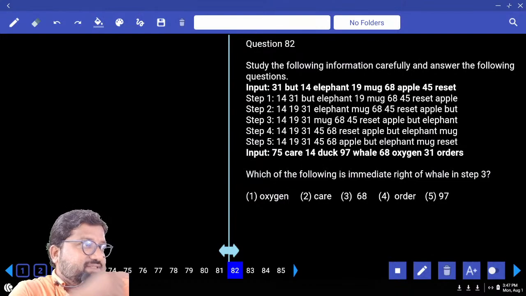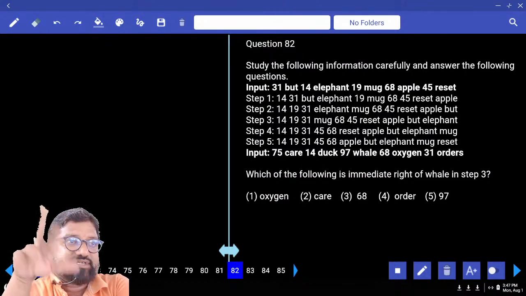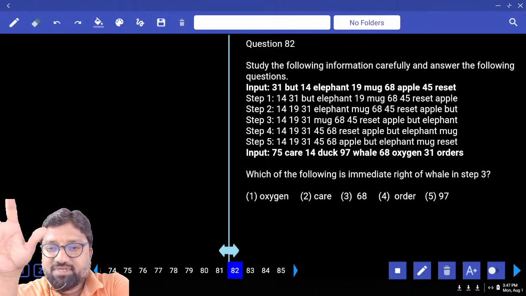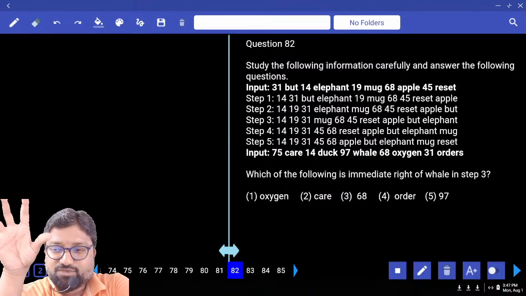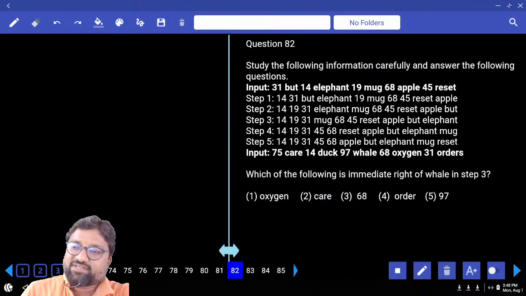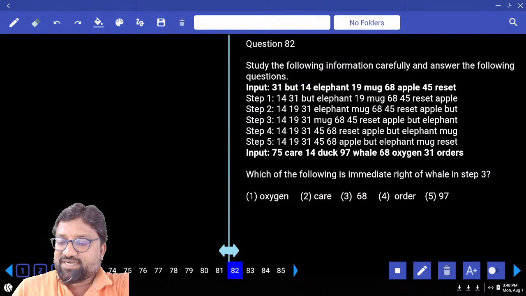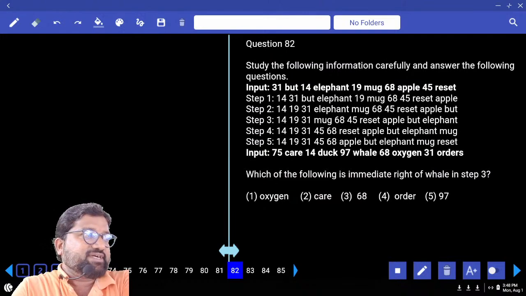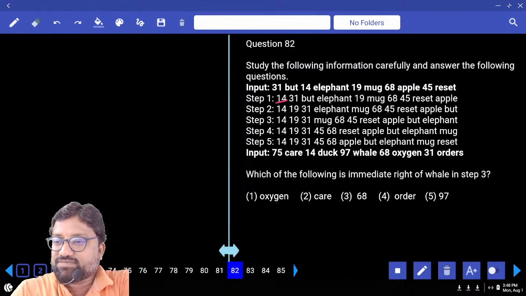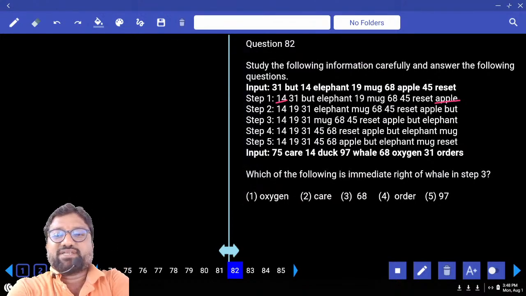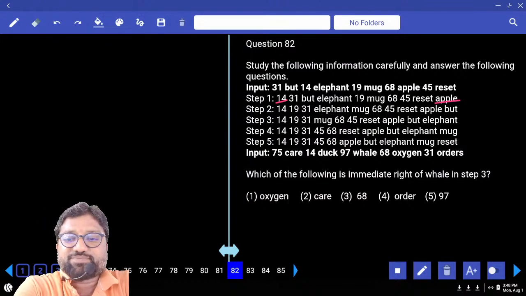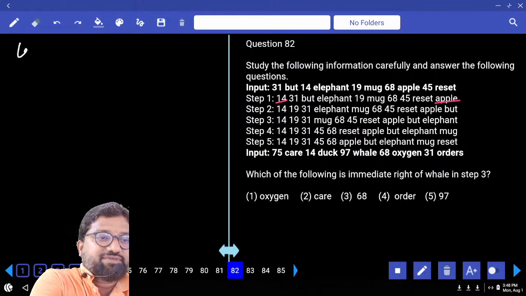Numerical means either ascending or descending. Alphabetical means maybe alphabetical or reverse alphabetical. Where do the changes happen? Do you see changes at the left hand and in the right hand? Yes, I see changes exactly in the left hand and right hand. In the place of 31, what did I get? 14. And what is the word in the last? Apple. Why did he shift number 14 and why did he shift the word apple? What is the specialty of number 14 among the given numbers?